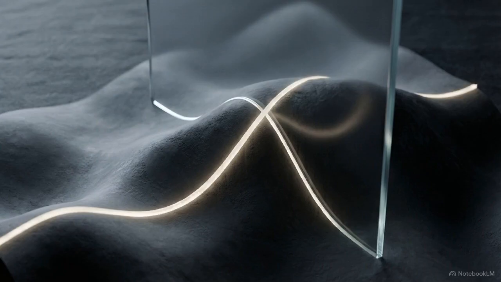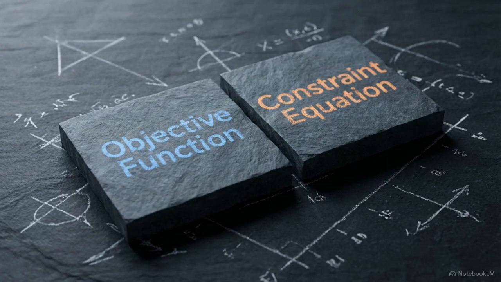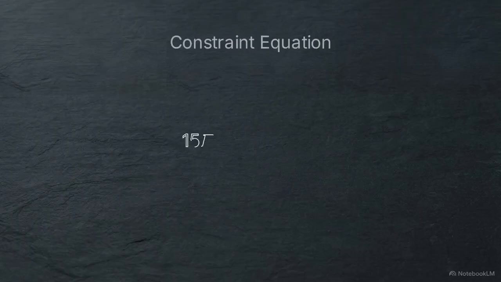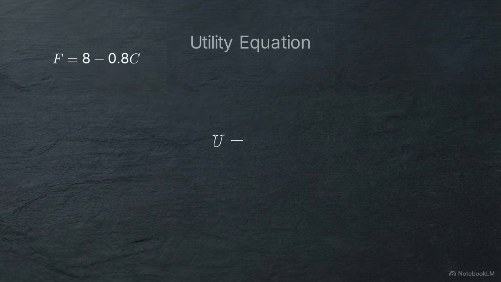Our objective is no longer finding the peak of the entire unconstrained surface. We must find the highest possible elevation exactly along that sliced path. To embed this physical boundary directly into the objective function, we use the substitution method. Step 1 is algebraic rearrangement. We take the constraint equation and isolate the food variable, redefining it as F equals 8 minus 0.8C. Step 2 is the substitution itself. We take this new definition of food and plug it directly into the original utility equation.